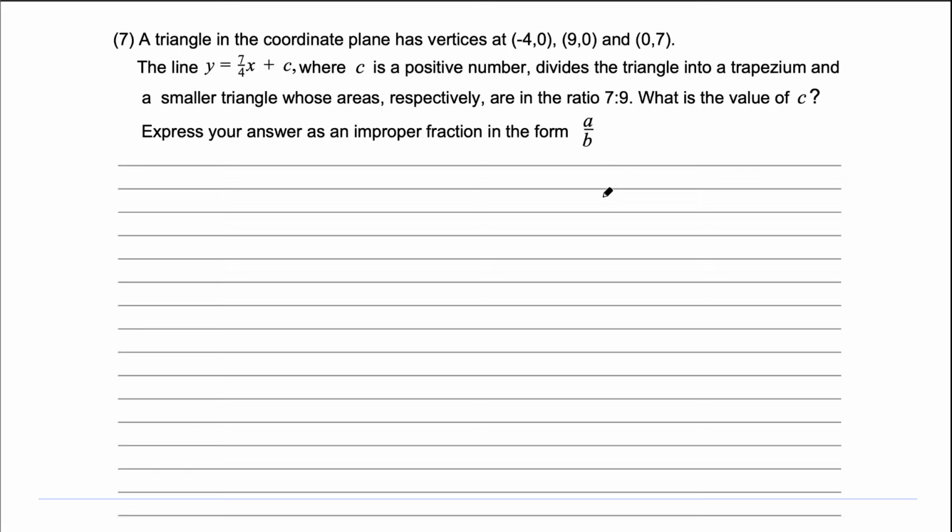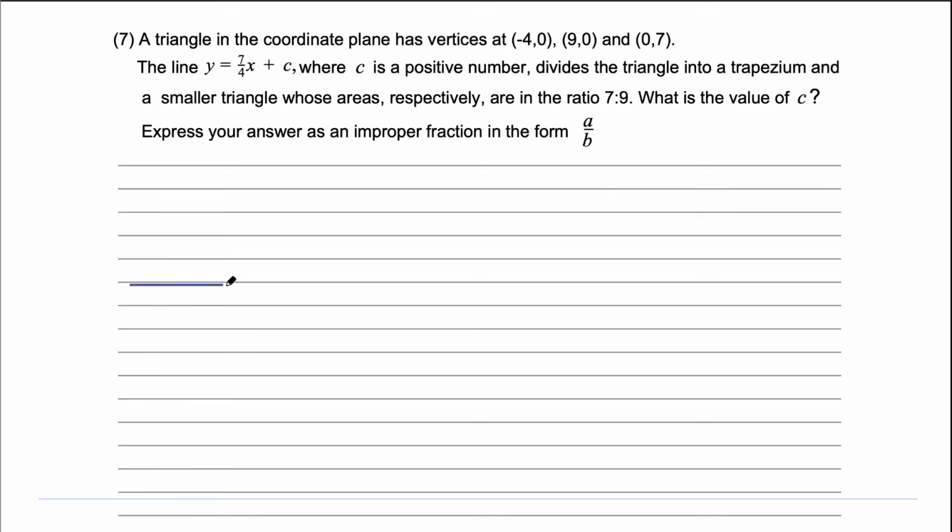Now, if you haven't had a go at this paper, I strongly advise you to have a go at this question. So please, if you haven't attempted it yet, pause the video now before I go through my explanation and have a go. All right, so let's firstly draw a diagram.